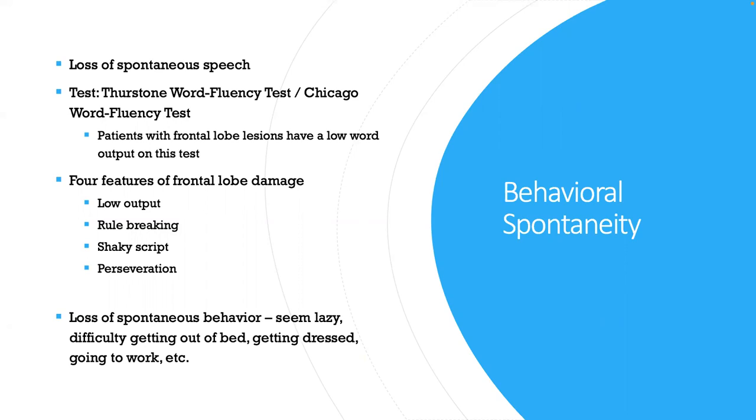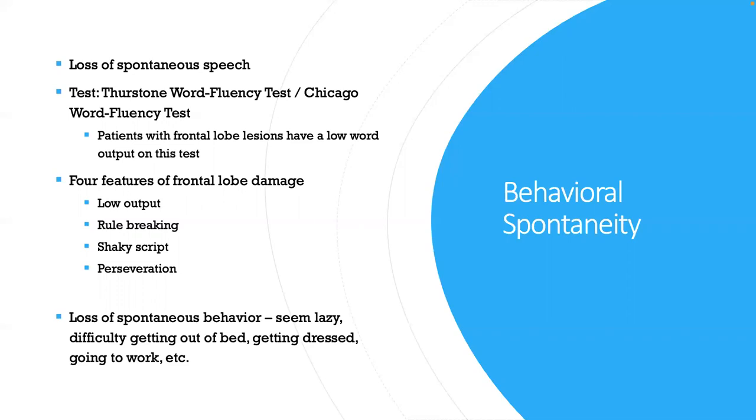and let's see. As far as low output, Mrs. P produced only 8 words beginning with the letter S and 6 words beginning with the letter C. Those were the 2 letters that they told her to use in this task, whereas control participants of similar age and education produced about 60 words in the same time frame, so compared to her 8 and 6.